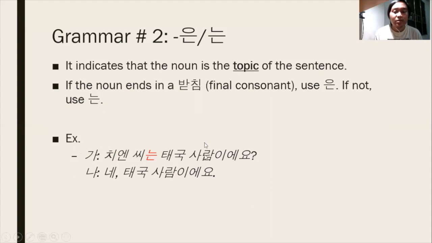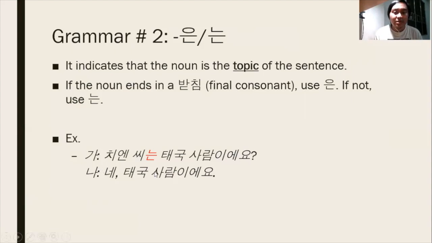치엔 씨는 태국 사람이에요? 네, 태국 사람이에요. As you can see right here, 치엔 씨 or Mr. Chien is attached to 는. Why? Because the 씨 right here does not end in a 받침. So therefore, we attach 는 to it. And 씨, by the way, is how you say Mr. or Miss to someone in Korean.